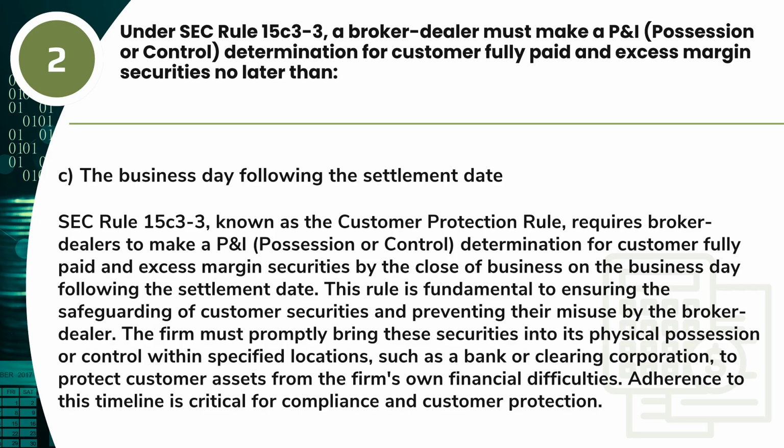Explanation: SEC Rule 15c3-3, known as the Customer Protection Rule, requires broker-dealers to make a P&I, possession or control, determination for customer fully paid and excess margin securities by the close of business on the business day following the settlement date. This rule is fundamental to ensuring the safeguarding of customer securities and preventing their misuse by the broker-dealer. The firm must promptly bring these securities into its physical possession or control within specified locations, such as a bank or clearing corporation, to protect customer assets from the firm's own financial difficulties. Adherence to this timeline is critical for compliance and customer protection.